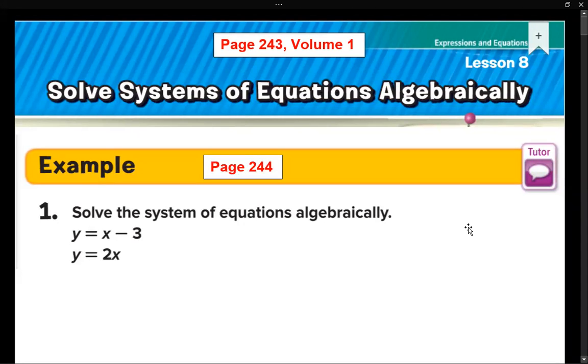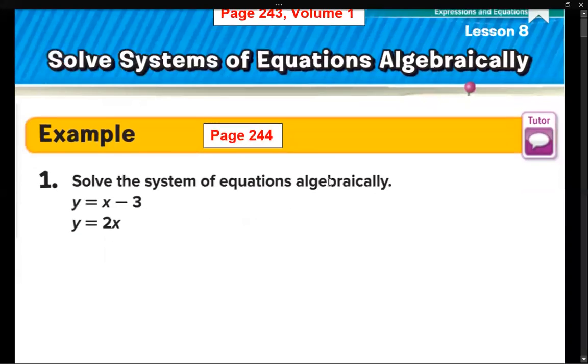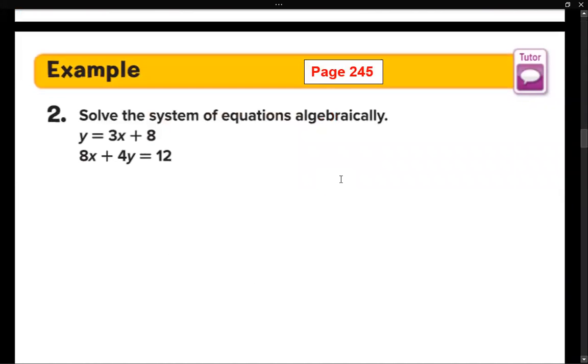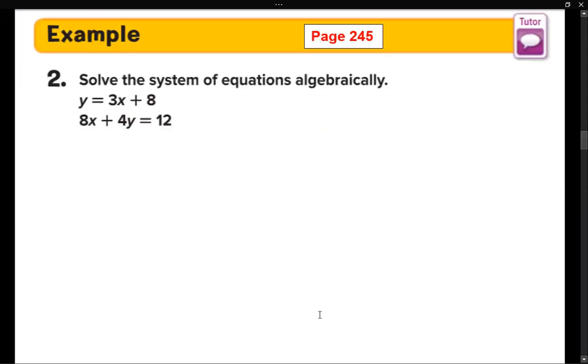This is the third video for lesson 8, Solve Systems of Equations Algebraically. There are 4 videos for this lesson, and in this video we are going to solve example 2 on page 245. In this example, we are asked to solve the following system of equations. To do so, we just follow the same steps as the previous examples.